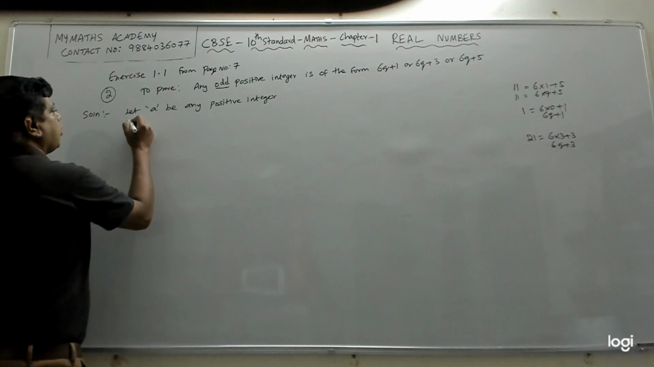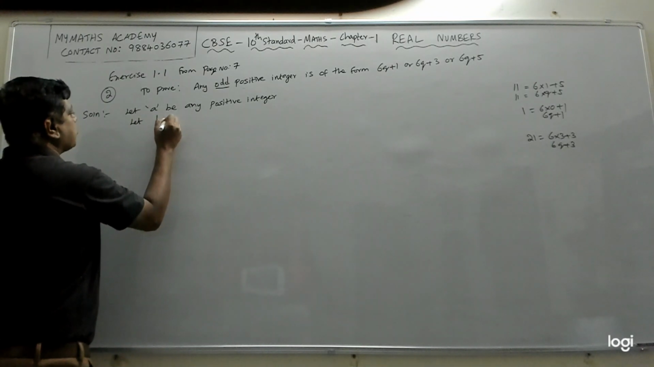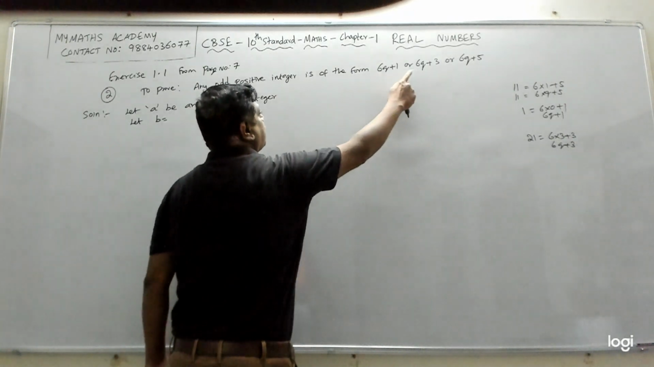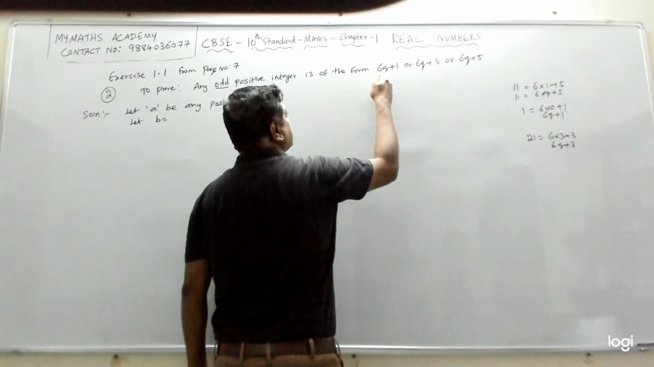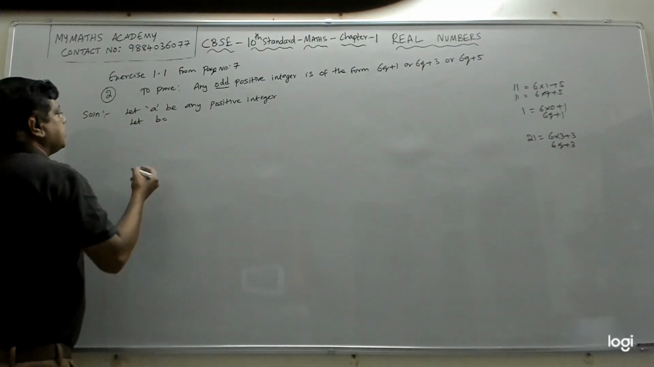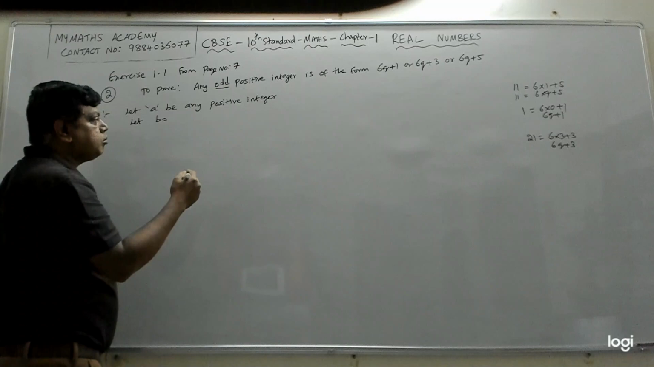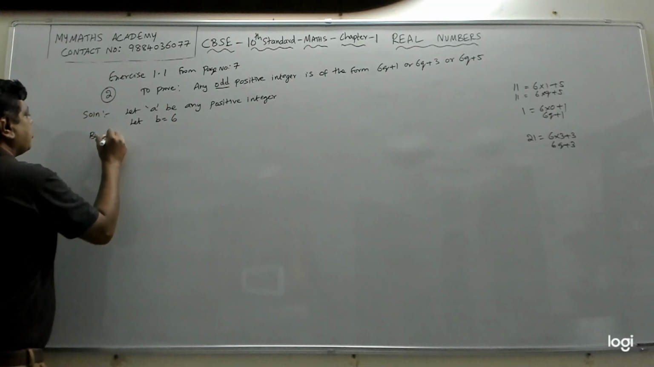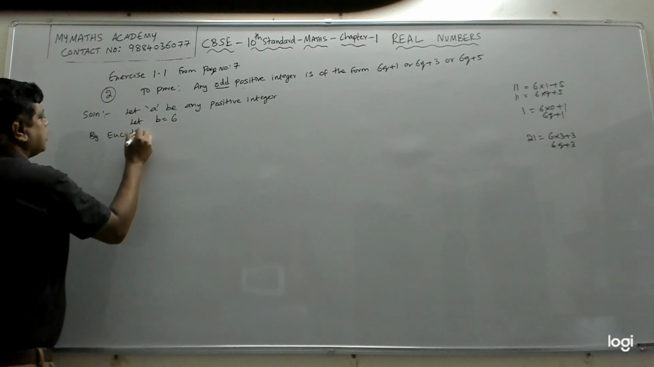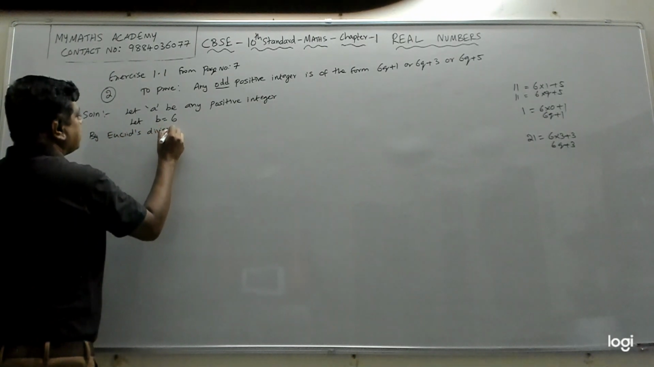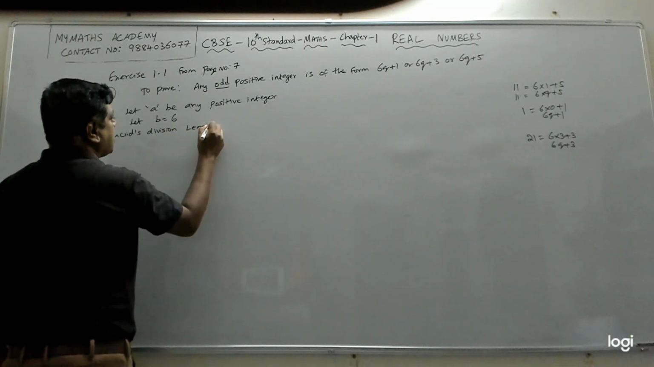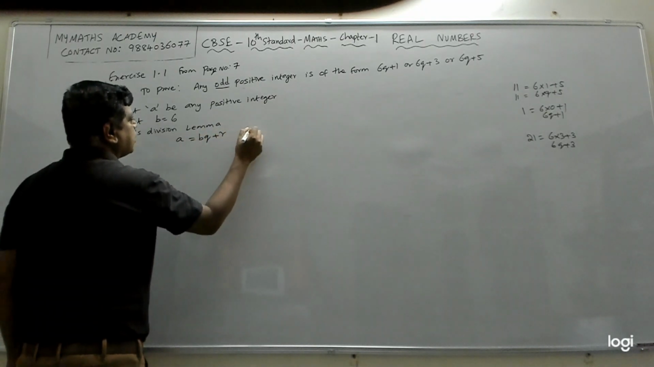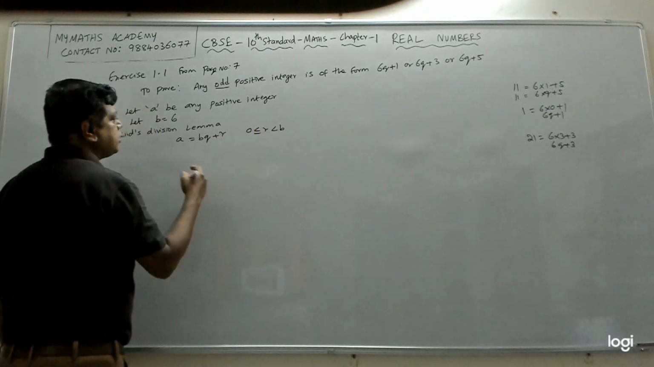Then we'll take let b equal to 6. Mostly you will take b as whatever is coming before q, which is 6 in most of the problems. Some problems it will change, that I'll tell you, but mostly it will be 6. Now we are going to apply Euclid's division lemma. What is the division lemma? It is a equal to bq plus r, where 0 is less than or equal to r, less than b.